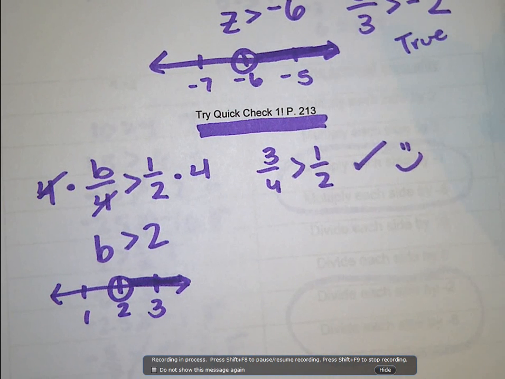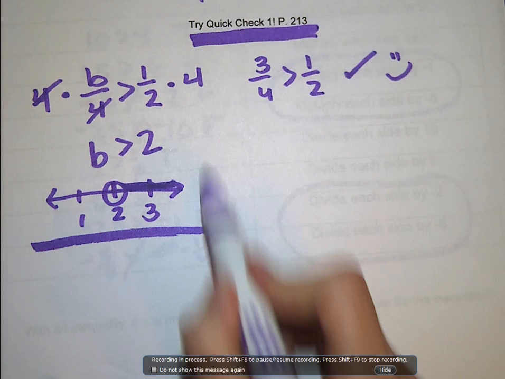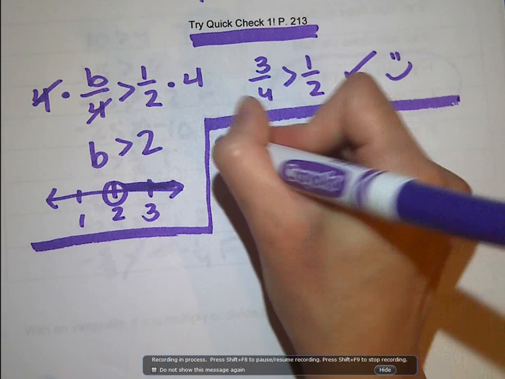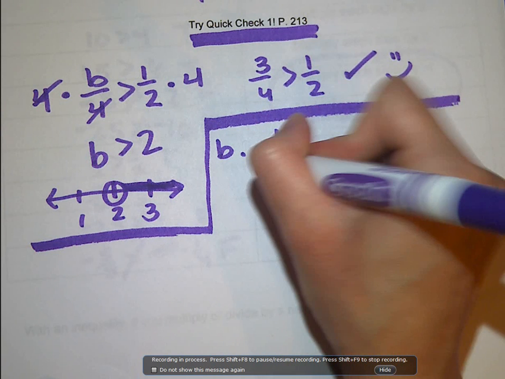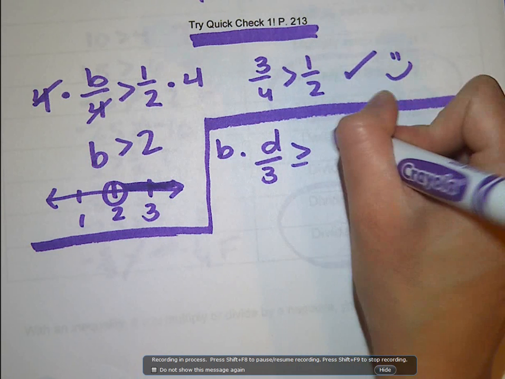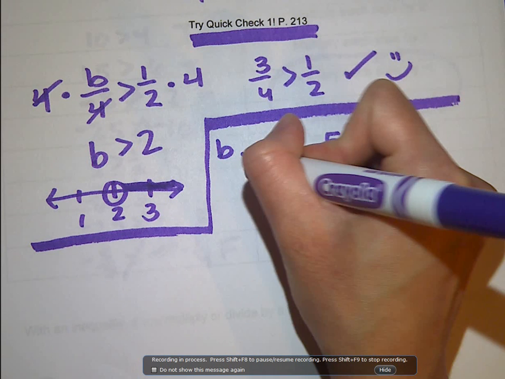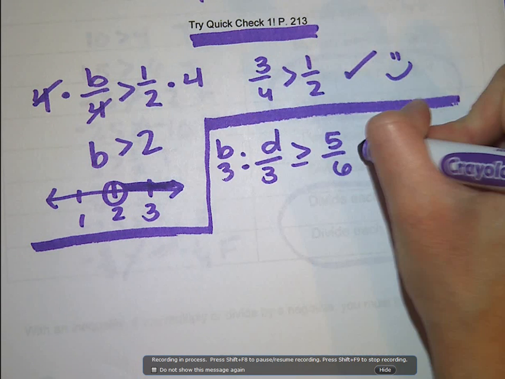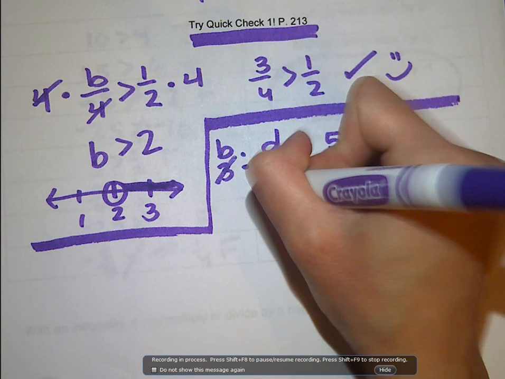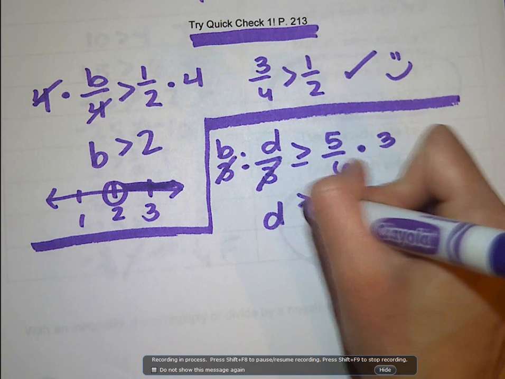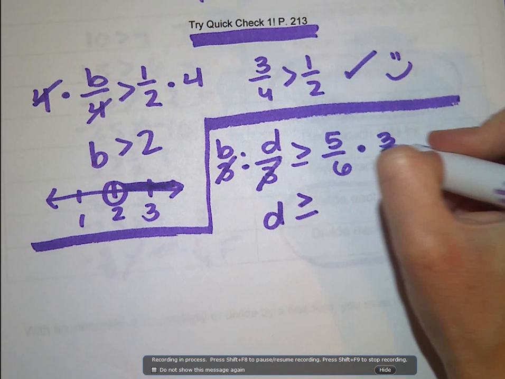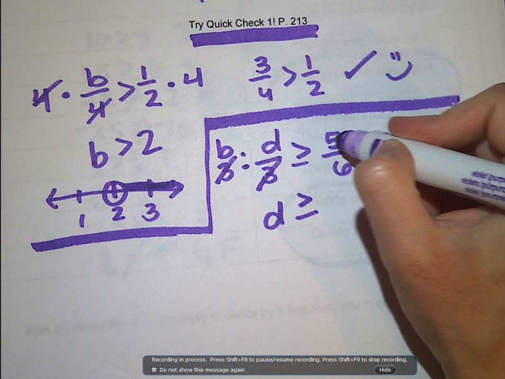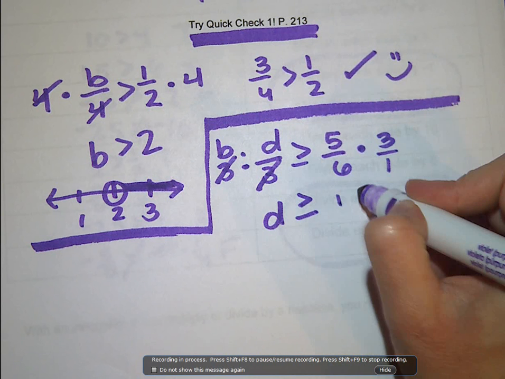Okay, so that was A. Let's go ahead and look at B now. So here's B. B was d over 3. Is d over 3 greater than or equal to 5/6? So again, I'm going to multiply both sides by 3. And these cancel, and I get d is greater than or equal to, I didn't multiply by a negative, so my sign stays the same. Now this is like 3 over 1, so I do 5 times 3, which is 15, over 6.